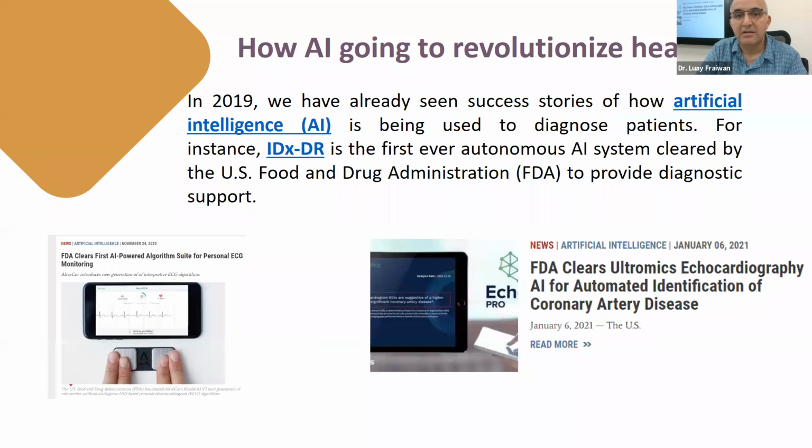But the question is how this is going to make a revolution in healthcare. Now, the first thing, guys, I want to tell you something. As I already told you at the very beginning of this lecture, AI already exists. And the first AI system was called the IDX-DR, diabetic retinopathy. Now, people with diabetes have a problem with their retina. We have to keep continuously monitoring the retina because otherwise they will lose their vision.